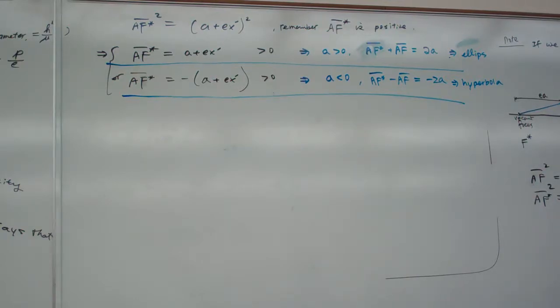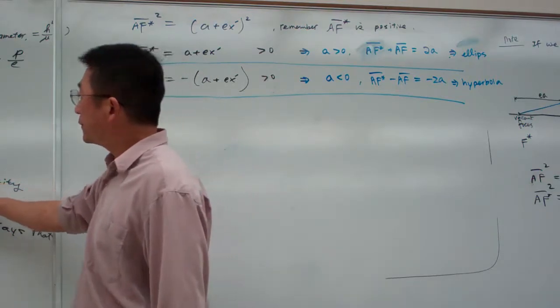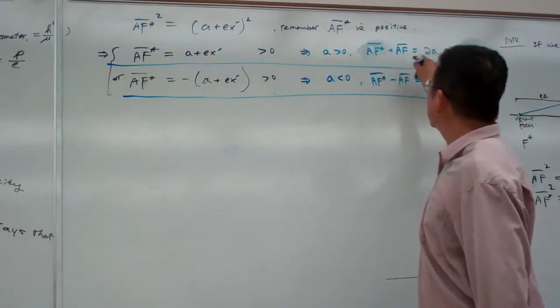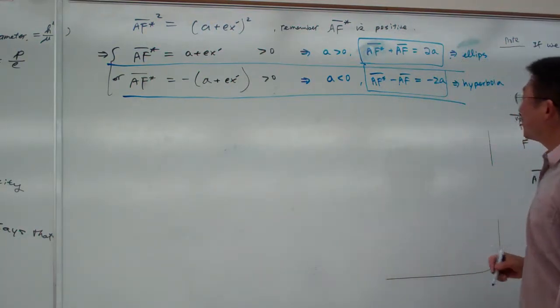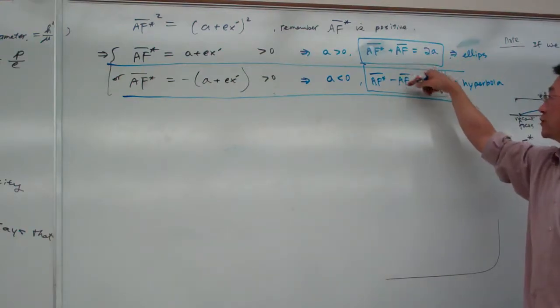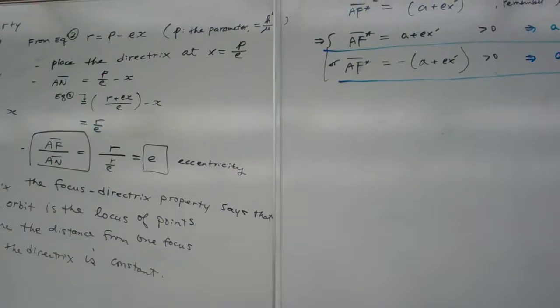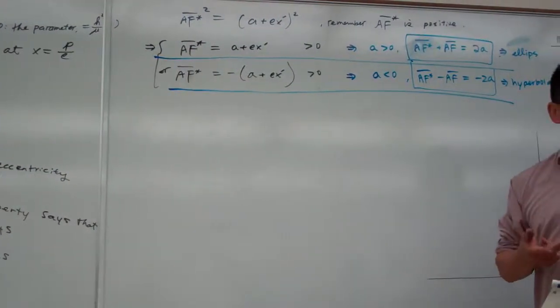Okay. And this is the first, the focus-directrix property, and this is the second one. So this one gives us the foundation. Next time I will build upon that, and we're going to review the three conic sections: ellipse, parabola, and hyperbola.